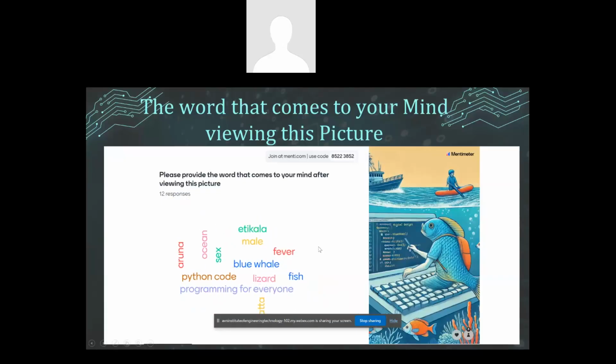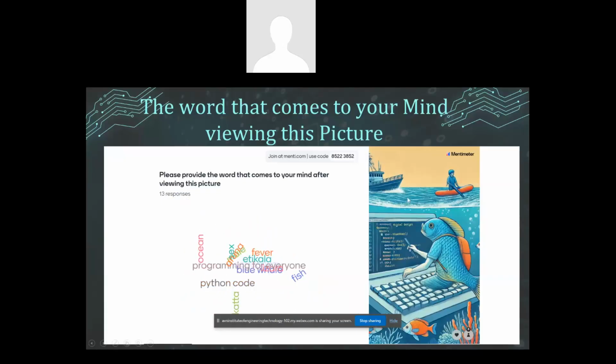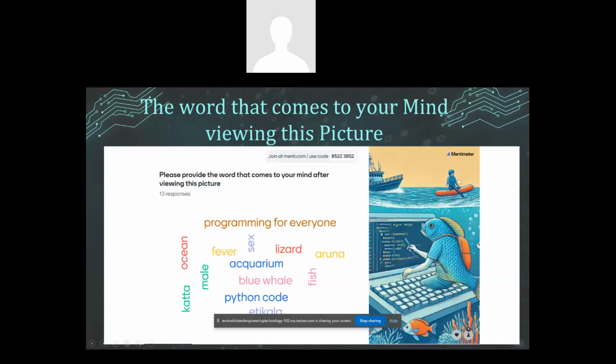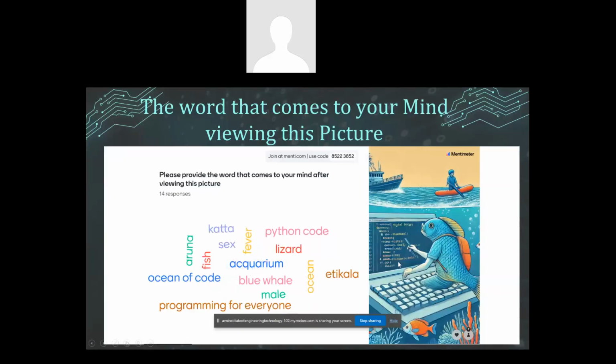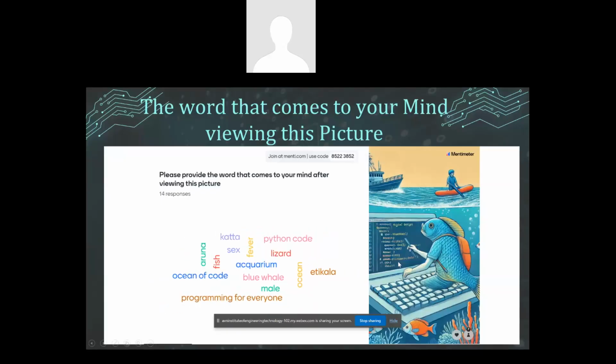The intention here is this: if you see the image, we are seeing the ocean, and inside the ocean a fish that is writing code. The intention of this picture is that AI can do anything. Whatever we say is impossible can become possible through a technology called AI. That is the intention of this picture. Thanks for your responses.